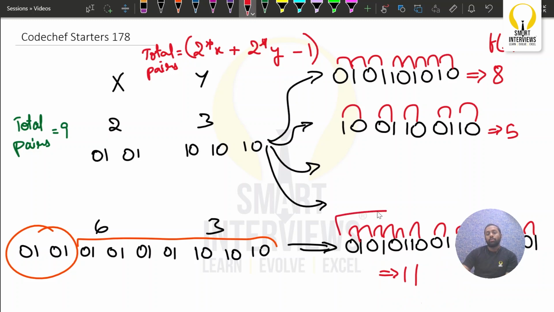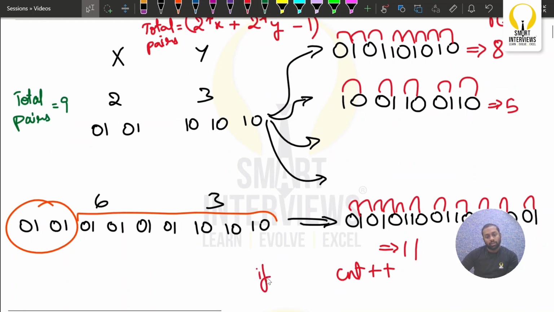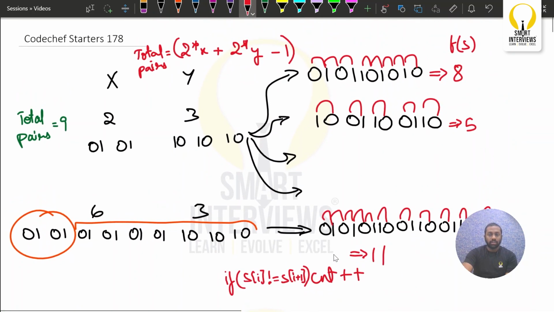Now if I am able to generate this, then counting isn't something difficult at all, because at every index I need to check the next index element, that is it. If both are different, I will do c++. If both are same, I will not do c++. That's nothing more than that. So I will do count plus plus if both are not same, that is if s of i is not equal to s of i plus 1. Otherwise I will not care about it.